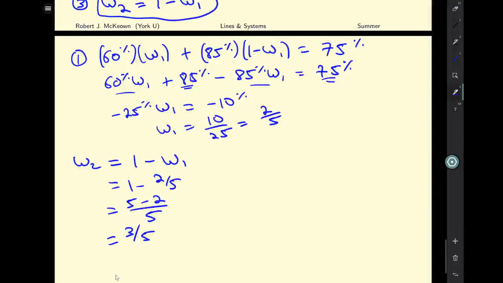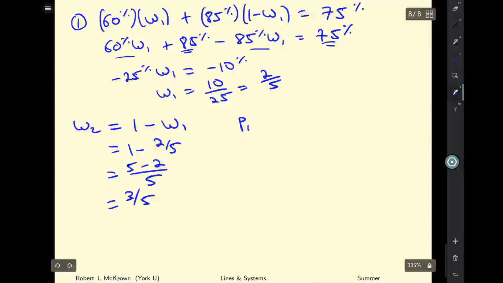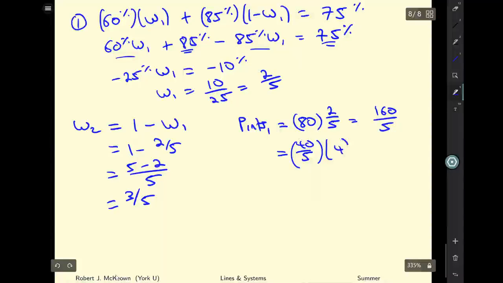Now that I know what my weights are, I can answer the question, right? The question is asking us how many pints. So it wants to know the number of pints of type 1 fruit drink and the number of pints of type 2. So the pints of 1 is going to be equal to 80 total pints multiplied by 2 over 5, and that's equal to 160 over 5. But if I don't want to use a calculator, I can see that this is also equal to 40 over 5 times 4, which is equal to 8 times 4, which is equal to 32. So that's a fairly straightforward way of calculating that.